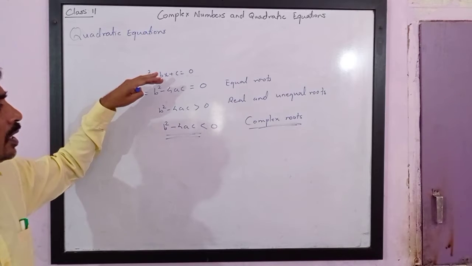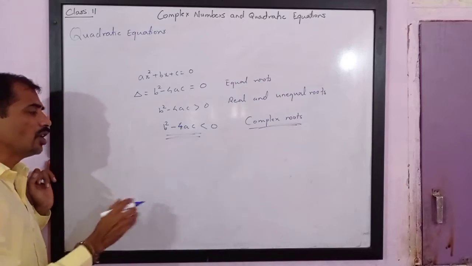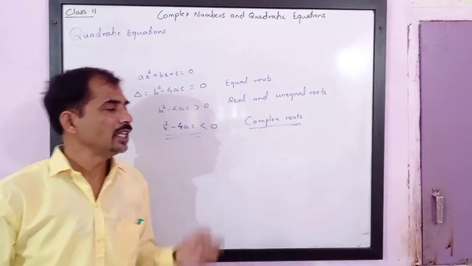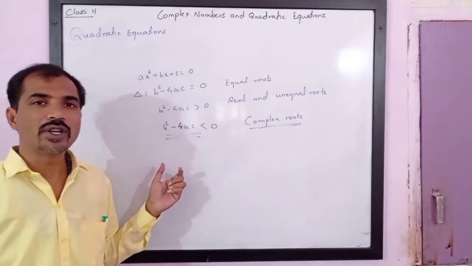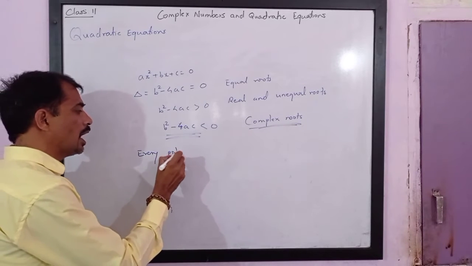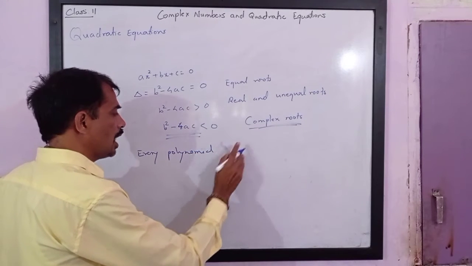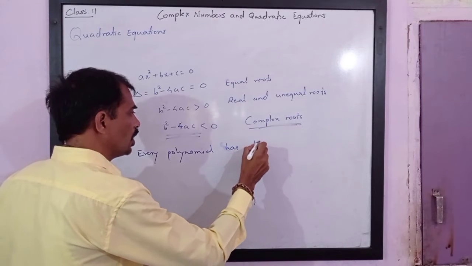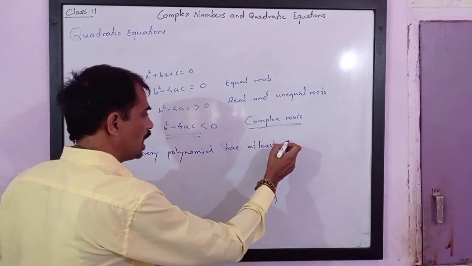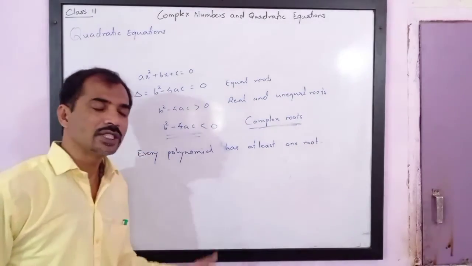Now, let us understand the points related to polynomials. If the polynomial is linear, it has one root. If the polynomial is quadratic, it has two roots. So every polynomial has at least one root. If it does not have a root, it means that it is not a polynomial.